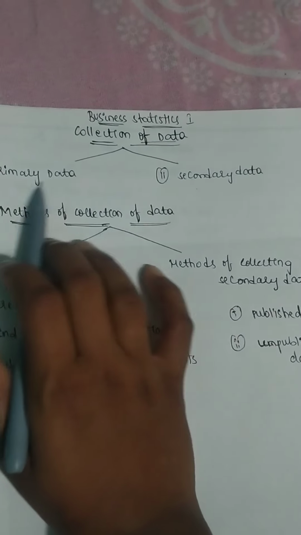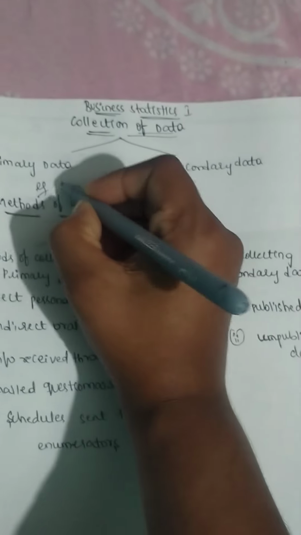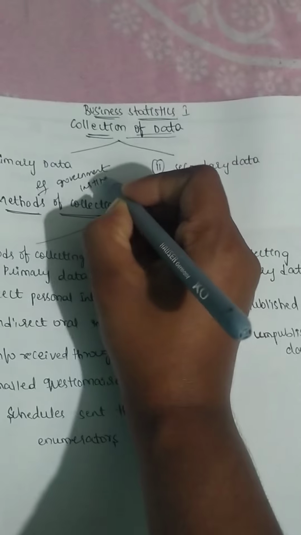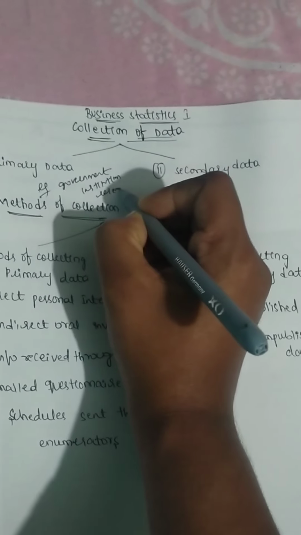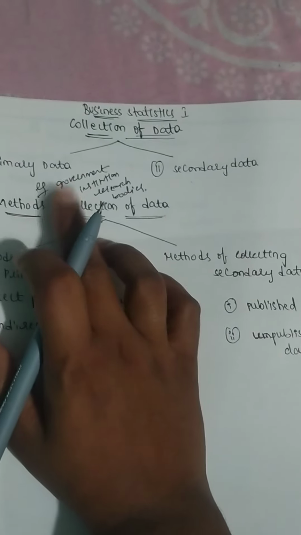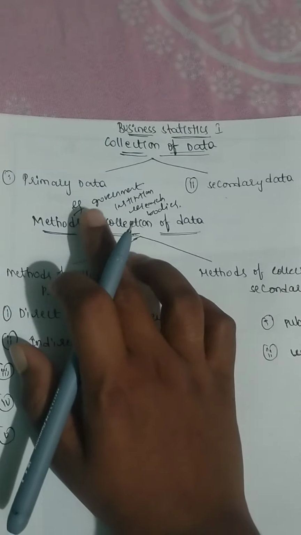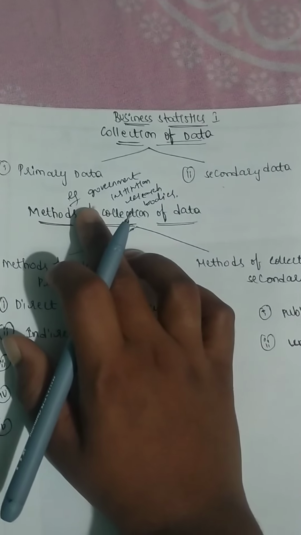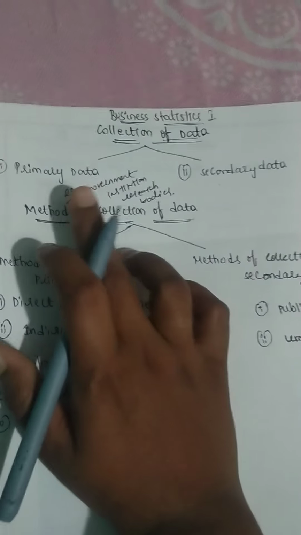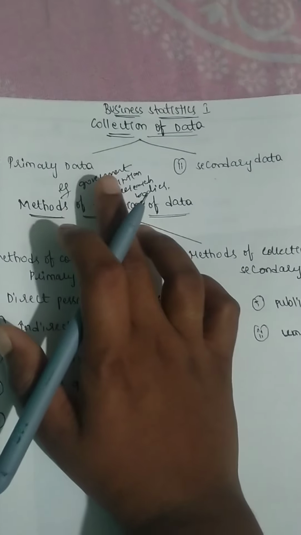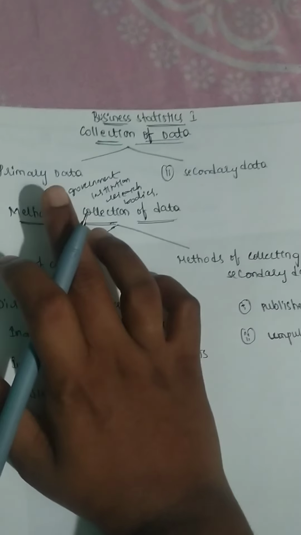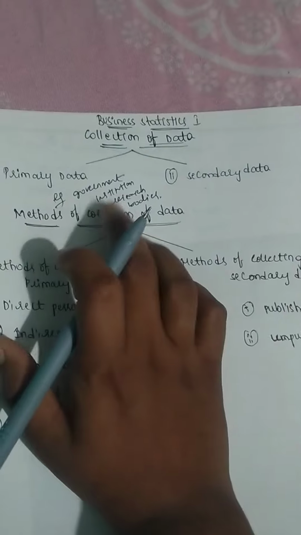Maybe we can take the example for primary data: government officials, government individuals, government institutions, research bodies. These are all examples of primary data. That means the data which we collect for the first time, original in character. This kind of primary data will not exist before in any websites or published or unpublished sources. The best examples are government institutions, research bodies, etc.